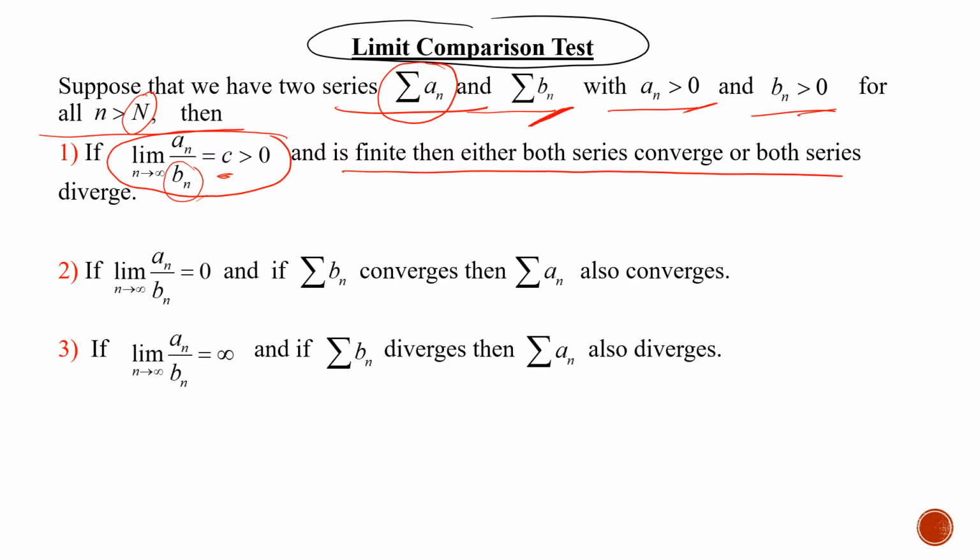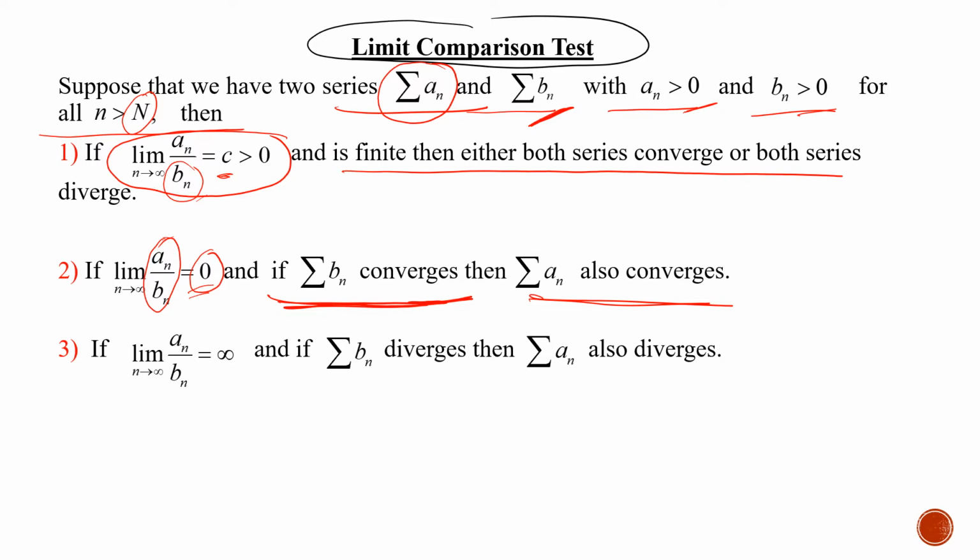Now the second case is that if you take the ratio of an and bn and it comes out to be 0, then an converges if bn converges. If the limit is 0 and bn is divergent, you cannot say anything. So if the limit is 0 and bn is convergent, then only an is convergent.